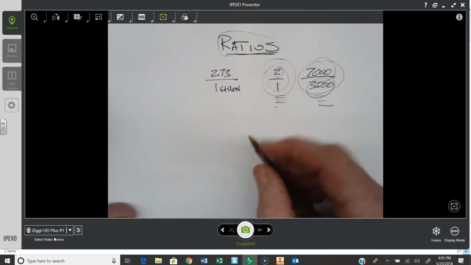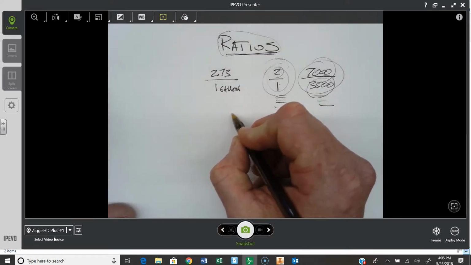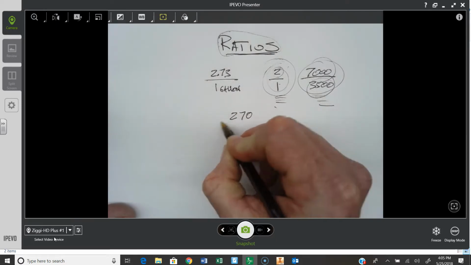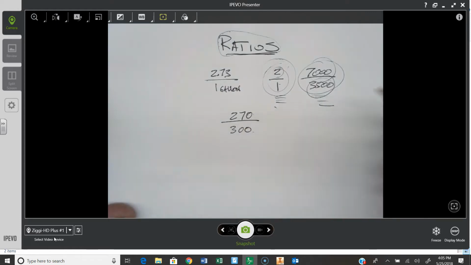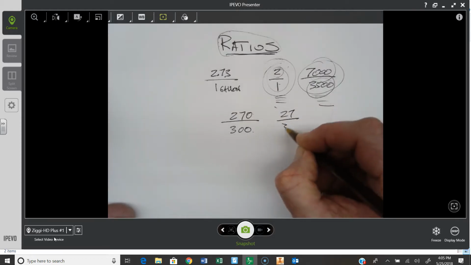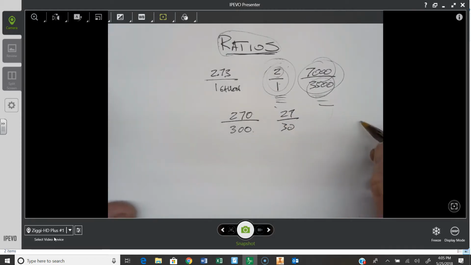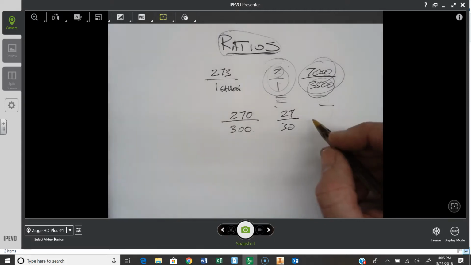I'll give you a common example. Let's say you get 270 points out of a possible 300 in a class. Well, there's a ratio. You could look at that as 27 over 30, 27 compared to 30. But most people are going to put it in a way that is common or familiar to them. And what way is that? You can probably already guess.